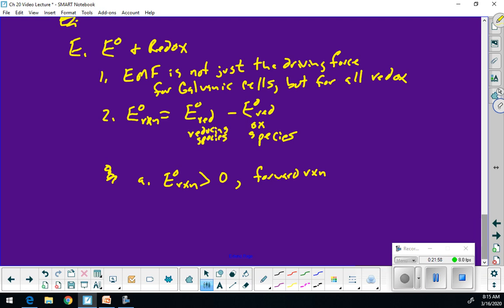I won't. I'll make a new Roman numeral in a second. For my forward reaction, if E prime of the reaction is greater than 0, then my forward reaction is spontaneous, right? Good. B, if my E prime reaction is less than 0, then my reverse reaction is spontaneous.